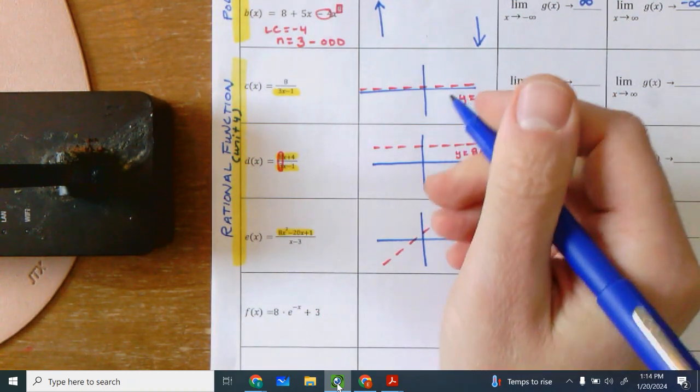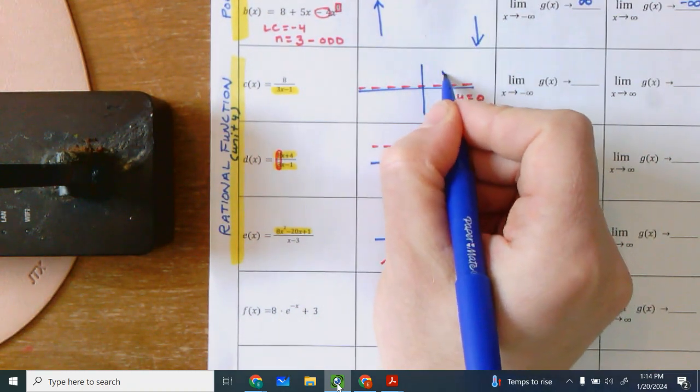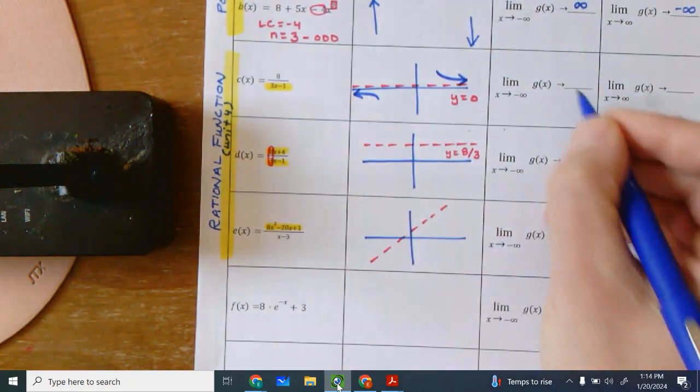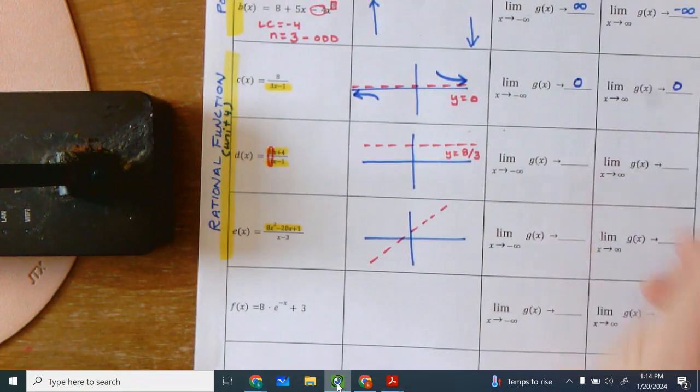All right, so what does that tell us? That tells us that for c of x, both the left and the right side will be approaching 0. So both of these limits are 0.